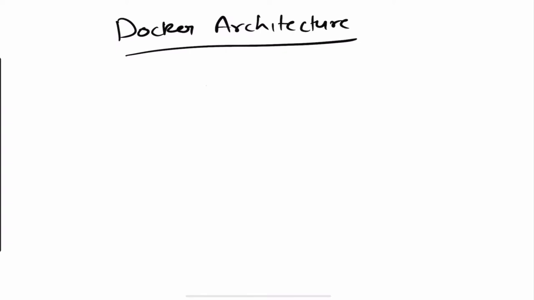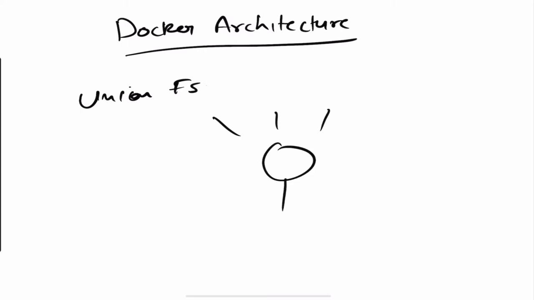So I told you that Union File System enables Docker to efficiently manage the storage of image layers and it presents multiple file systems as a single mount, right? Here we are specifically going to talk about Overlay 2, which is the Docker storage driver that implements Union File System.